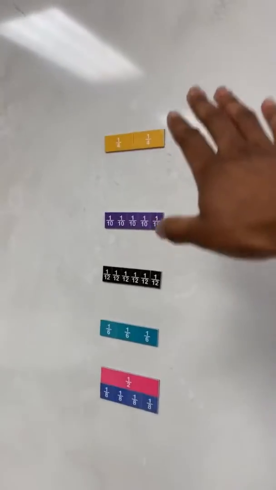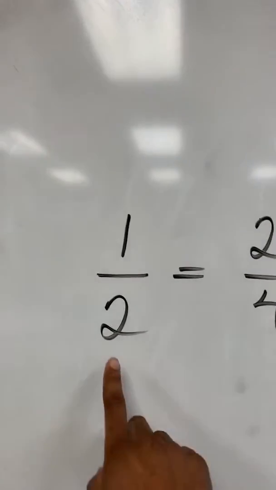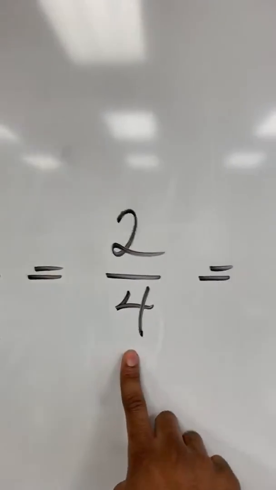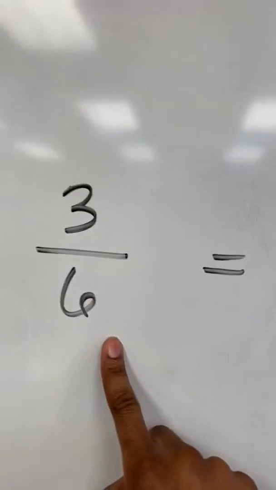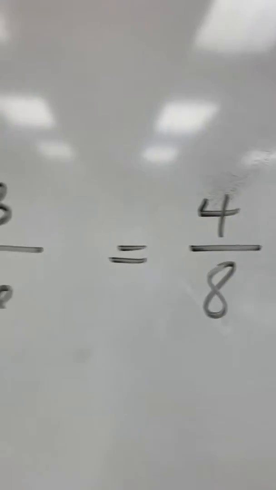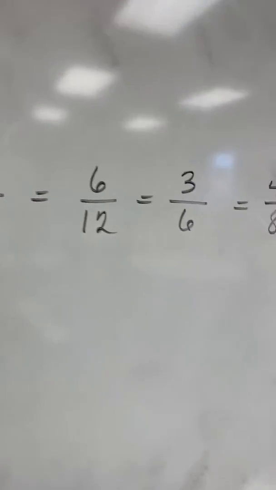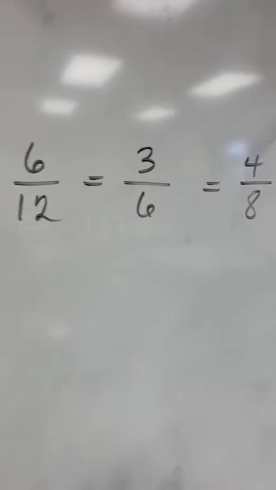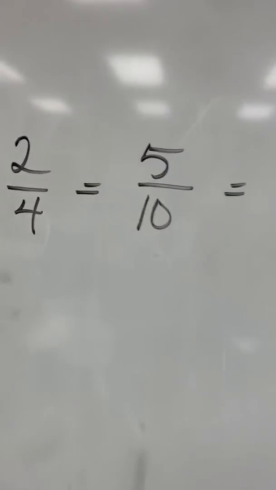Everything that I demonstrated here, I'm writing out in number form on the board. Basically what we just found out is that 1/2 is equivalent to 2 out of 4, which is the same as 5 out of 10, the same as 6 out of 12, same as 3 out of 6, same as 4 out of 8. So the way we verify ratios to see if they're equivalent is a simple process. All you have to do is know how to multiply.